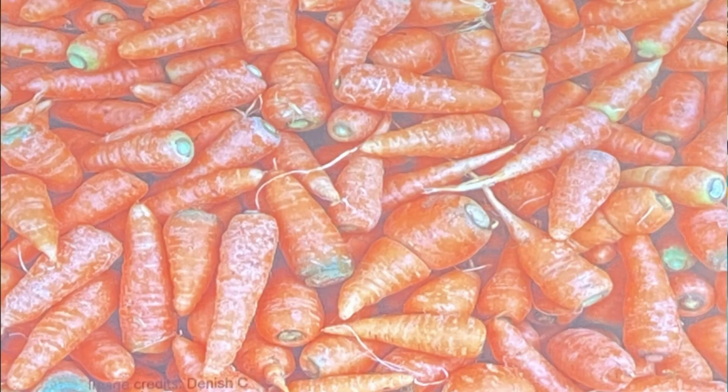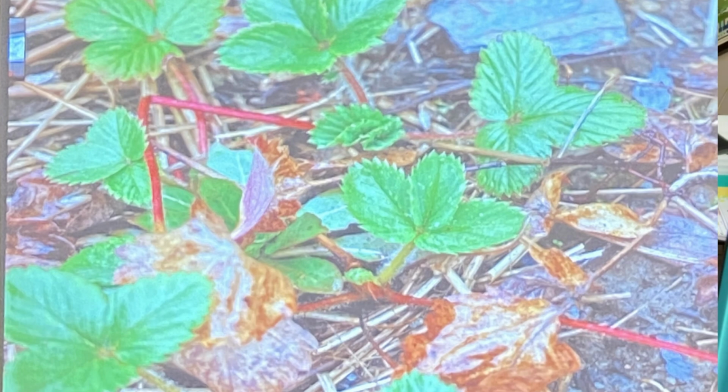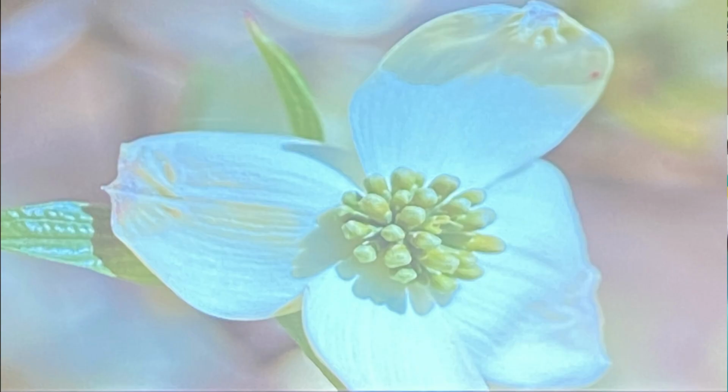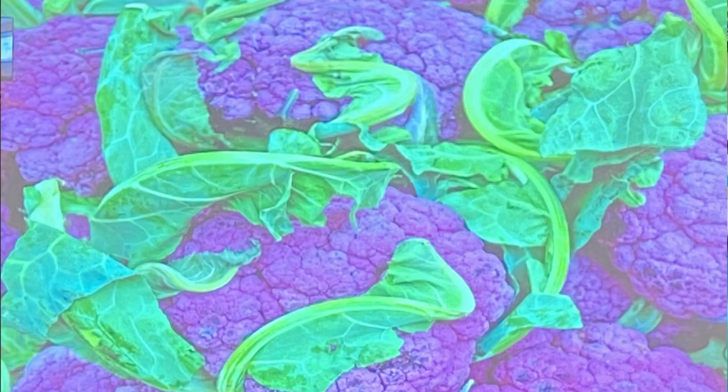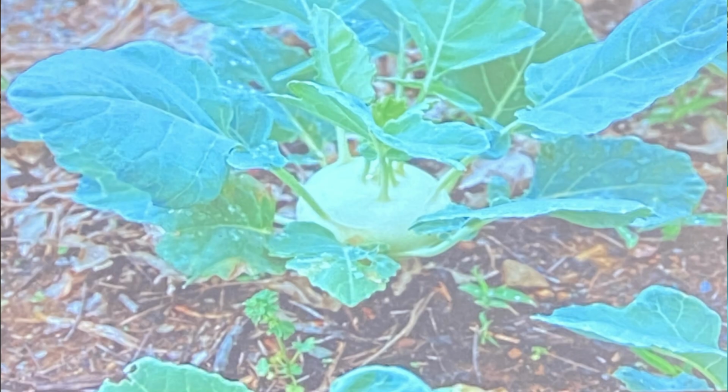And here is a carrot, which is a root. Some more plants here. We have, I believe that's a dogwood. We have an eggplant, cauliflower. These are roots, like a radish.